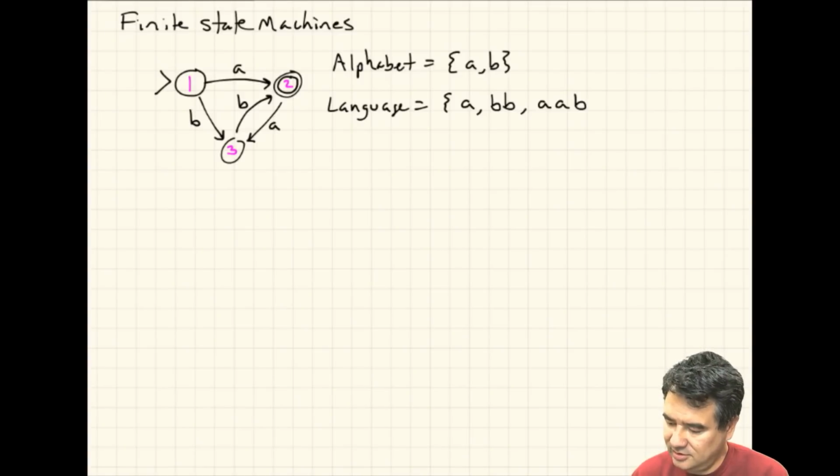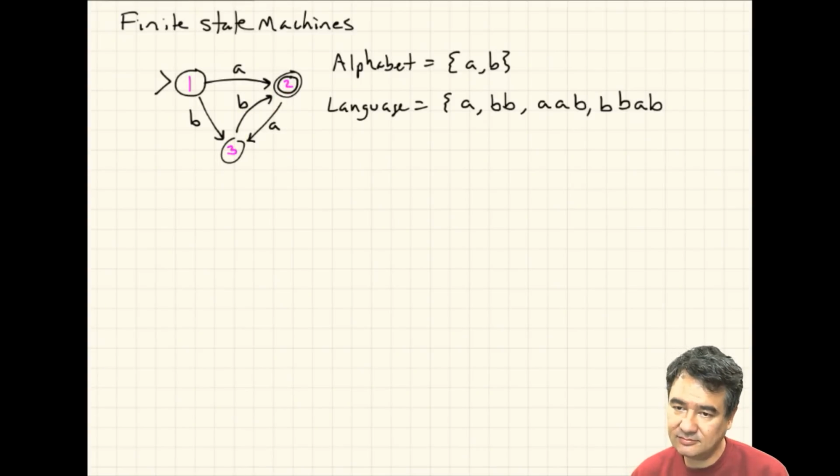Let's see, what would be another one? We could do B, A, B. So we start here at number 1. We go B, A, B. And you want to do some more? I mean, you can probably see there's an infinite number of strings that this machine accepts because of the looping that goes back to number 2 over and over again. So I'll just say there's more. So essentially this set is infinite.